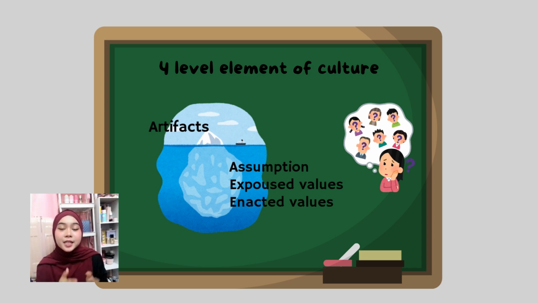This includes espoused values, enacted values, and basic assumptions. Espoused values are what the company says it believes, like the mission and core values. Enacted values are what people actually do in practice. Basic assumptions are the deep beliefs that are taken for granted and guide behavior without people even thinking about them. Okay, let me explain these four levels in more detail.